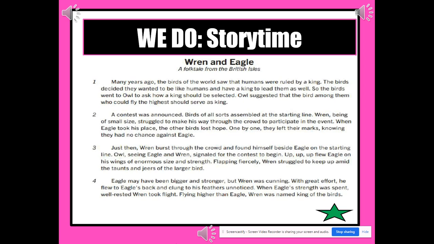Wren, being of small size, struggled to make his way through the crowd to participate in the event. When Eagle took his place, the other birds lost hope. One by one, they left their marks, knowing they had no chance against Eagle. Just then, Wren burst through the crowds and found himself beside Eagle on the starting line.